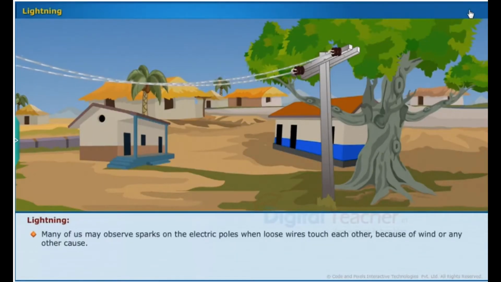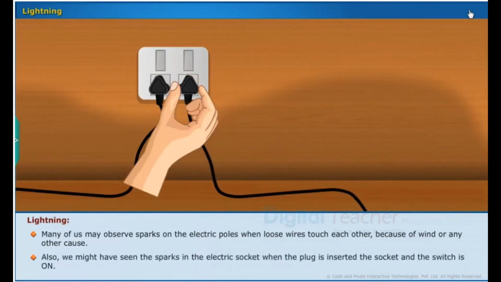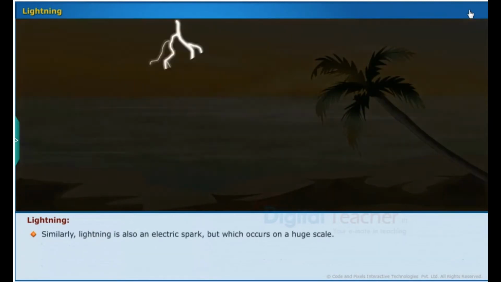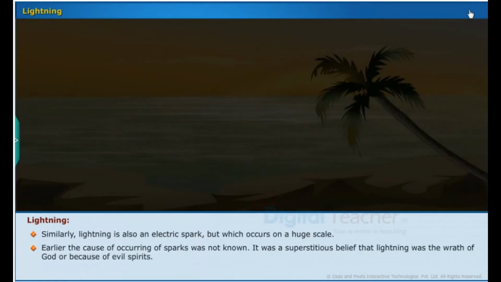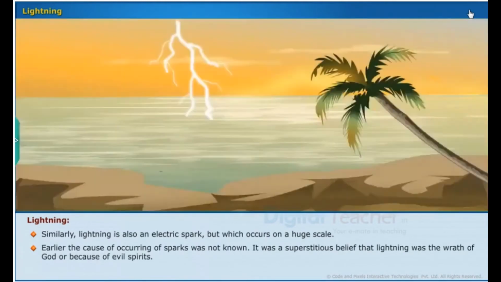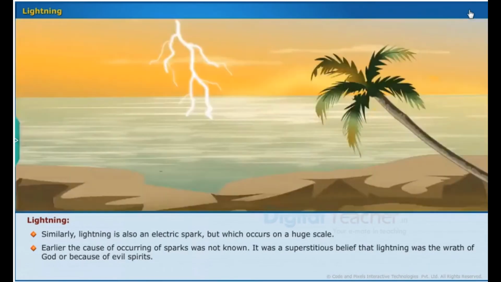Lightning. Many of us may observe sparks on the electric poles when loose wires touch each other because of wind or any other cause. Also, we might have seen the sparks in the electric socket when the plug is inserted in the socket and the switch is on. Similarly, lightning is also an electric spark, but it occurs on a huge scale. Earlier, the cause of occurring of sparks was not known. It was a superstitious belief that lightning was the wrath of God or because of evil spirits.